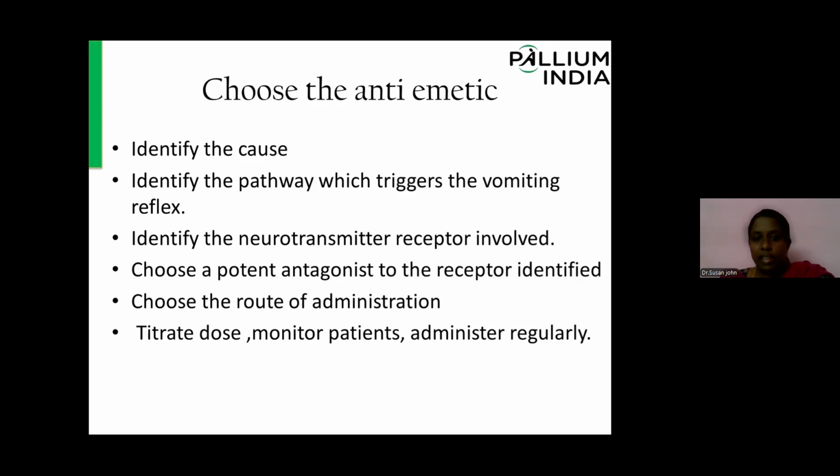And identify the neurotransmitter receptor involved, and choose a potent antagonist to the receptor identified, and choose the route of administration. It can be given orally, IV, or subcutaneously. You have to find out, and you have to titrate the dose, monitor the patients for symptom relief, and it can be administered regularly. So these are the things you have to keep in mind before giving an antiemetic.